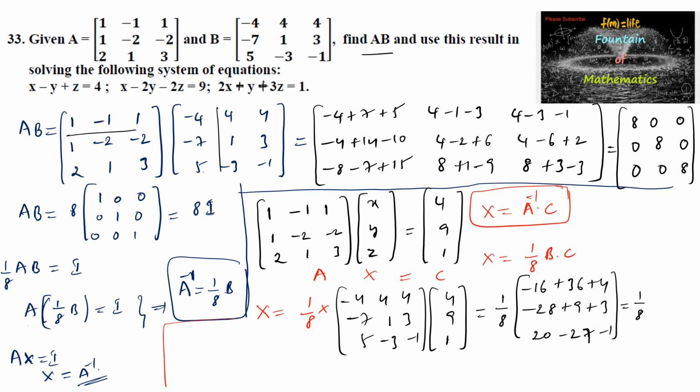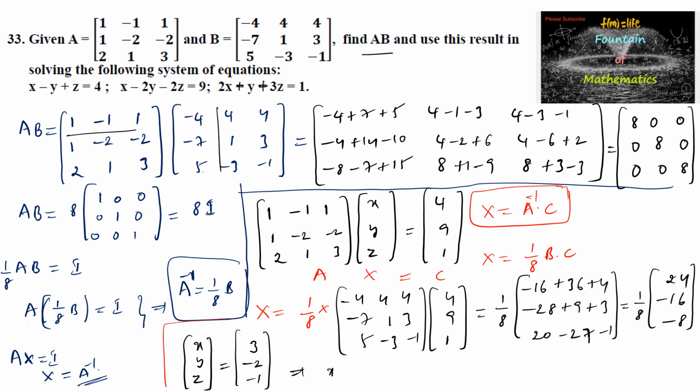which is equal to 1 upon 8 times of 40 minus 36 is, again here we can write 24, and here 9 plus 3 is 12, 12 here it is minus 16, and again here 20 minus 1 is minus 8. So we got x is nothing but the xyz matrix. Xyz is equal to, so 24 upon 8 is 3, minus 16 upon 8 is minus 2, and minus 8 upon 8 is minus 1. So from here we can get x is equal to 3, y is equal to minus 2, and z is equal to minus 1 is the solution.